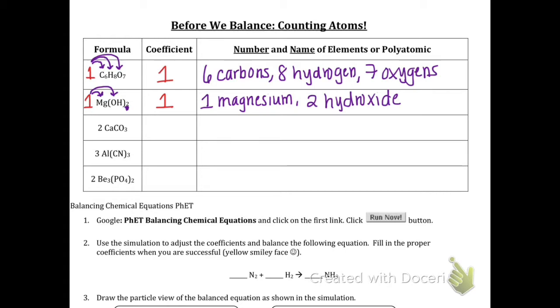Now, this next one has a coefficient here. So the coefficient is 2. So we got to remember that the 2 will carry over here and to this polyatomic. So that means I have 2 calciums, and here this polyatomic doesn't have a number after it, so it means it only has 1. So we have 2 CO3s, which is called carbonate.